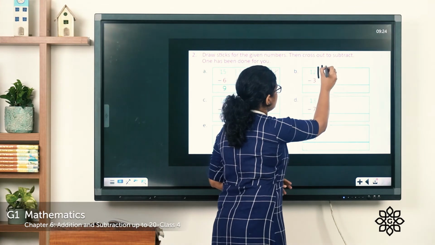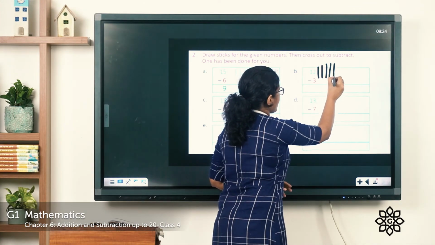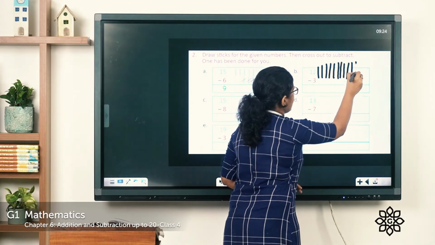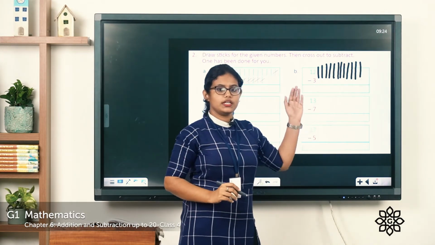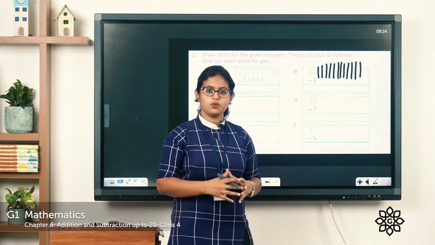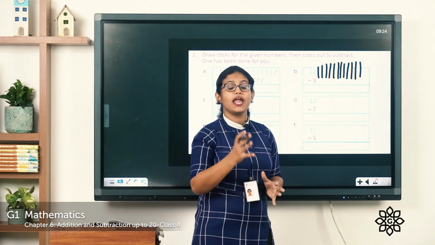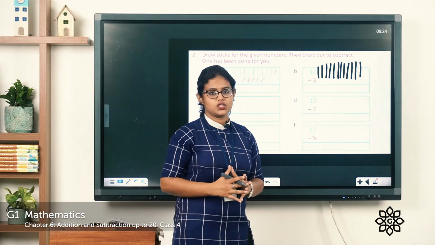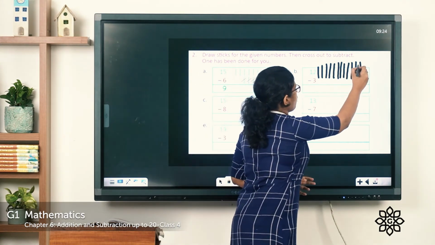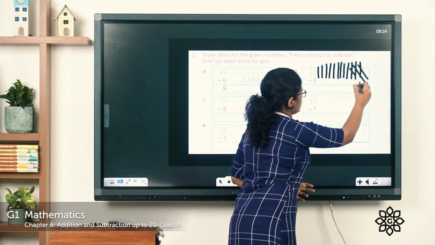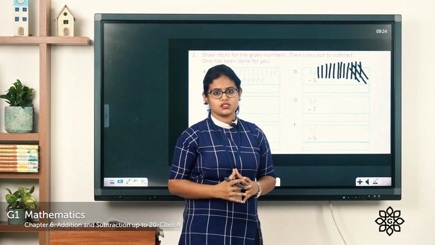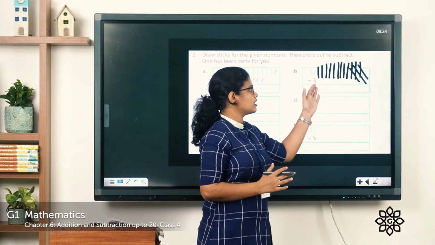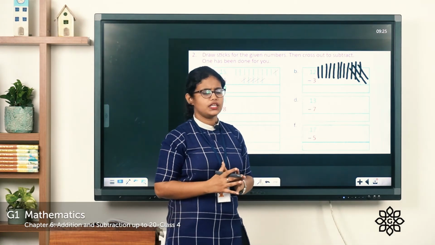1, 2, 3, 4, 5, 6, 7, 8, 9, 10, 11, 12. So here there are 12 sticks. Then what you need to do? You need to take away 3 sticks from 12 sticks. You need to cross out 3. So let's cut 3. 1, 2, 3. So we cut 3 sticks. Now what we need to do? You need to find how many sticks are remaining. Just count and see how many are remaining.